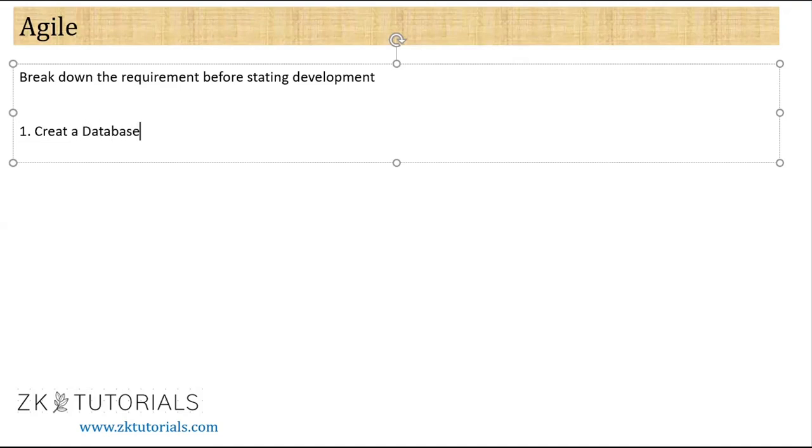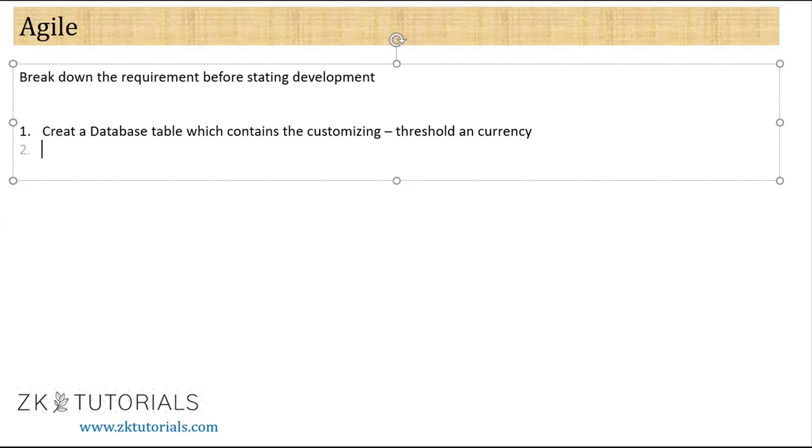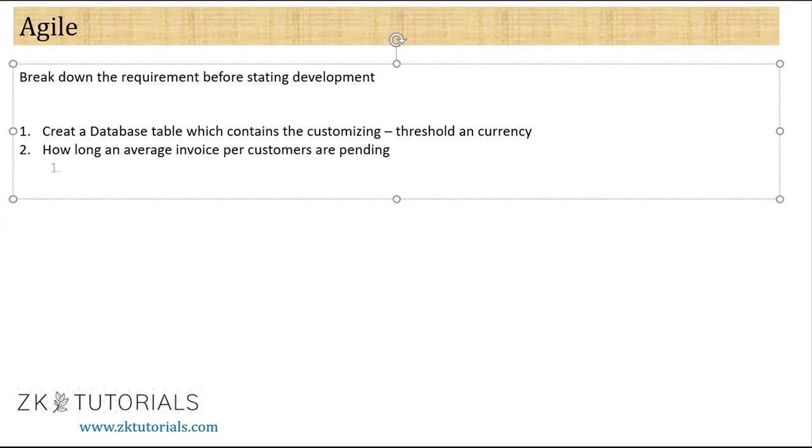So our first requirement is to create the database table which contains the customizing threshold and currency. Is it clear, guys? Second is how long, on average, the invoices are pending: what is the due amount per invoice per customer that is pending? Is this clear, guys?